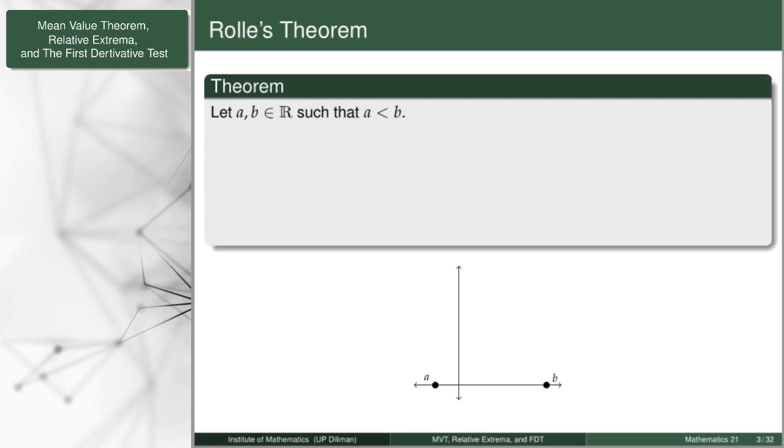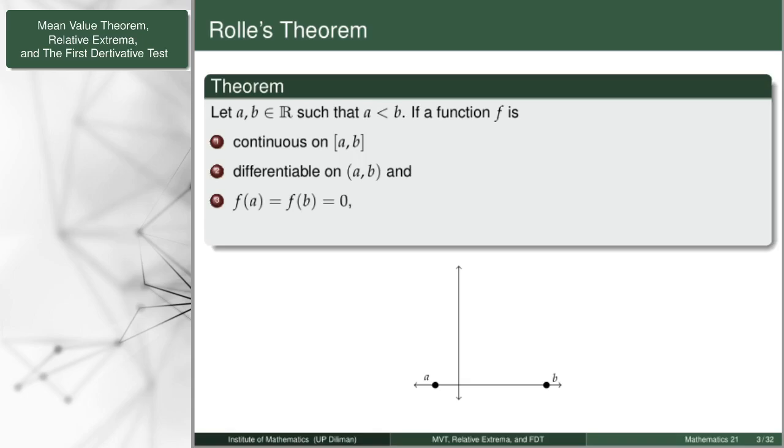If I have two real numbers a, b, with a less than b, and I have a function that is continuous on the closed and bounded interval [a, b], and differentiable on the open and bounded interval (a, b), and that the evaluation of my function at a and b are both 0, then what happens? Well, Rolle noticed that under these assumptions, firstly, f(a) equal to f(b) equal to 0 means that the graph y equal to f(x) will intersect the x-axis exactly at x equal to a and at x equal to b. Continuity and differentiability mean that you have a smooth continuous curve from the point (a, f(a)) to (b, f(b)).